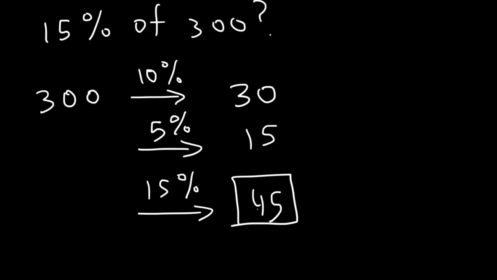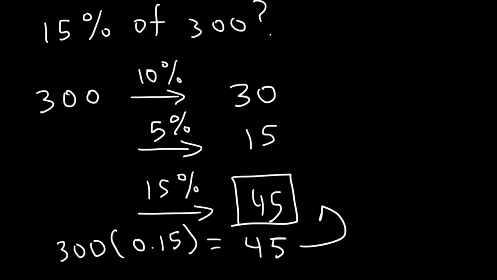Now, if you want to use your calculator, all you need to do is take 300 and multiply by the decimal value of 15%. To convert a percentage into a number, you can divide this number by 100 or simply move the decimal 2 units to the left. So 15% is equivalent to 0.15. And so if you take 300 and multiply by 0.15, this will give you 45. So that's how you could find the percentage of a number. Let's try another example.